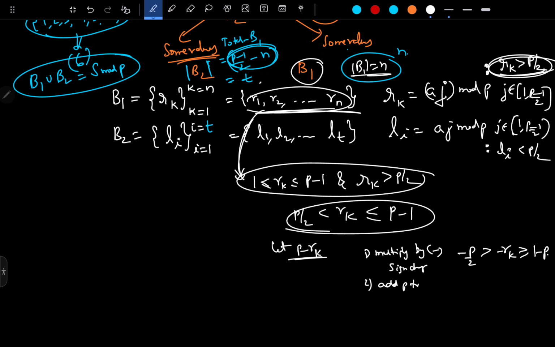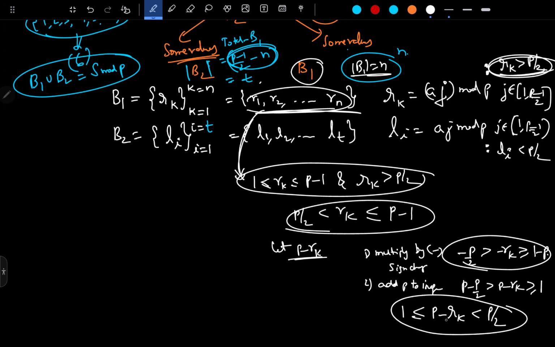Now add P to the whole inequality. This is called an inequality, it is not an equation. Understood? An equation will be like f of x equals something, an equals sign will be there, but this is greater than, so it is called an inequality. Add P to the inequality. So we get P minus P by 2, P minus Rk, and 1. Okay, so from this, what can I conclude? P minus Rk is less than P by 2. Happy? You got it?